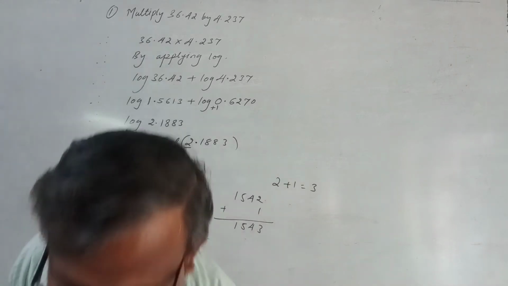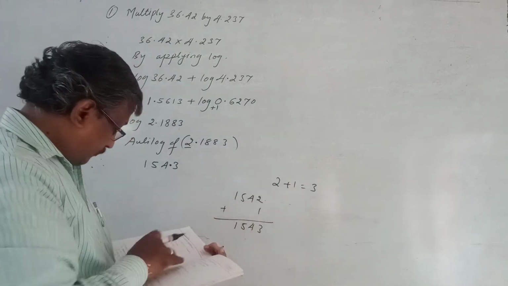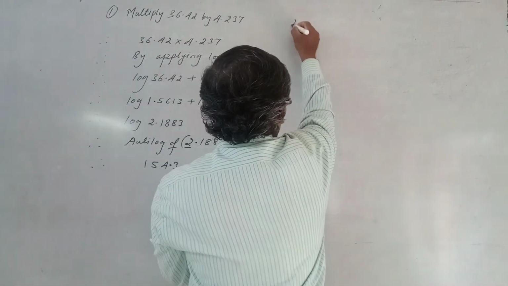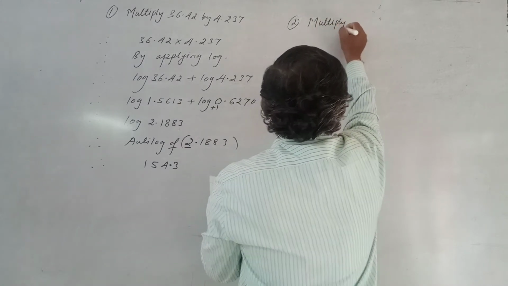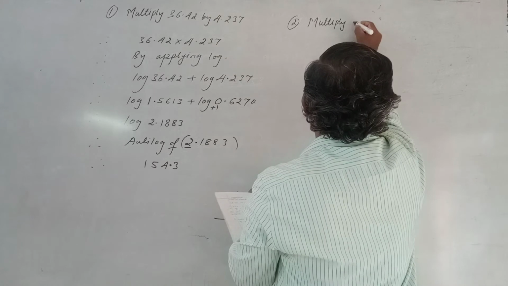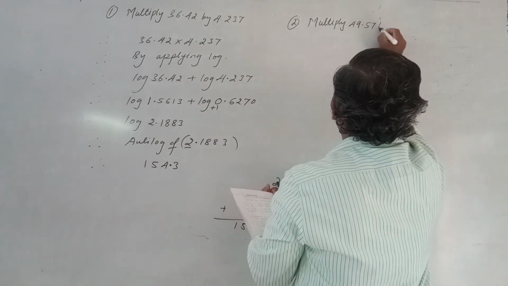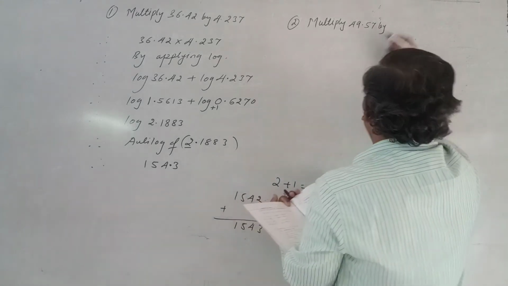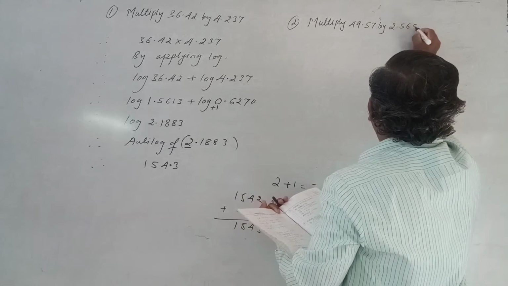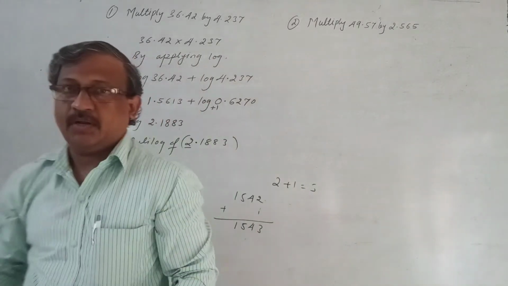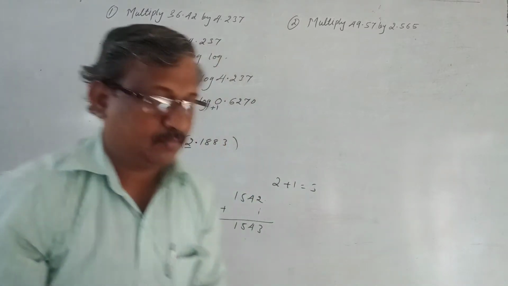Let's take the next example on this. So my next example is multiply number 2. Multiply 49.57 by 2.565. Yeah, we have to multiply again these two numbers by using the logarithm.